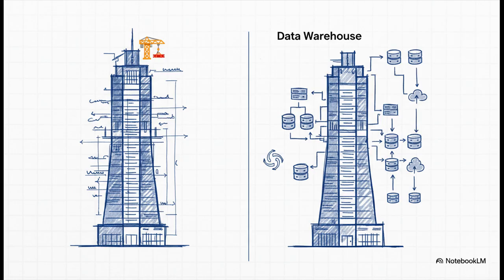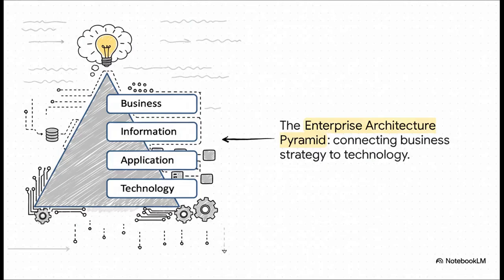This blueprint is what ensures that what you build is stable, it's functional, and most importantly, it actually serves the needs of the business. And this right here is the model that makes it all click: the enterprise architecture pyramid. It's a really simple but incredibly powerful framework that shows how everything in an organization is layered, from the highest level strategy way up at the top, down to the concrete technology at the bottom. This pyramid is going to be our guide for this whole explainer.